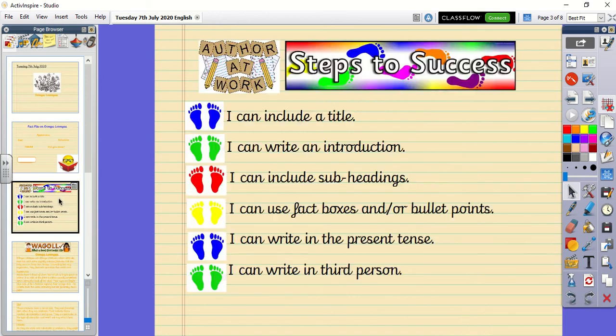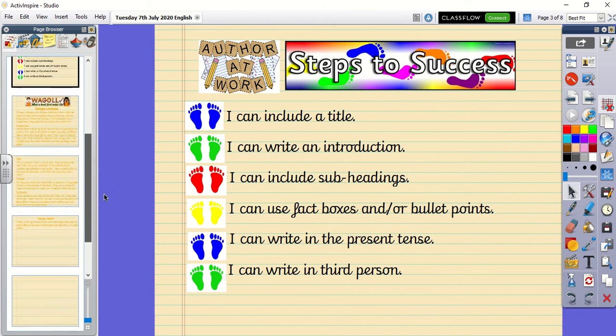So here are your steps to success today. To be successful with your fact file, you're going to be able to write a title, write an introduction, include subheadings, use fact boxes or bullet points. You write in the present tense, and you write in third person.